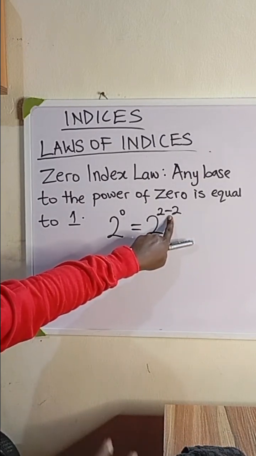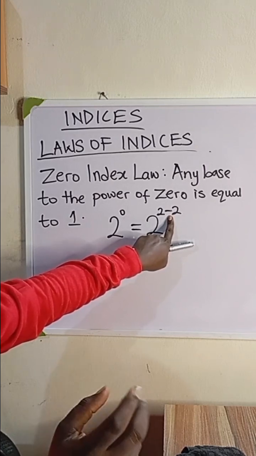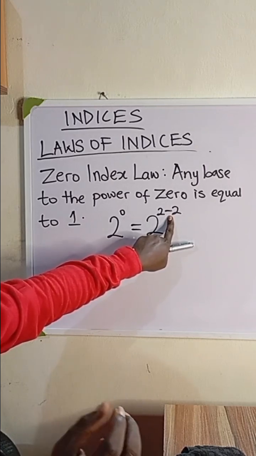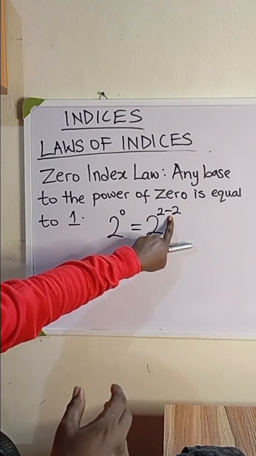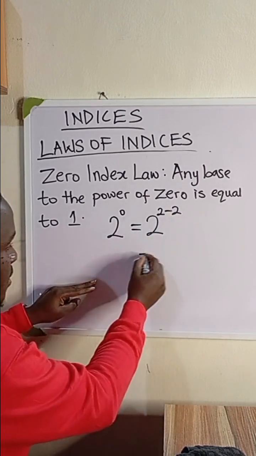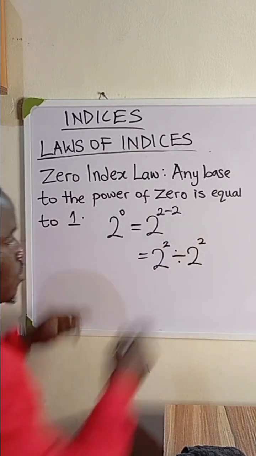The law of subtraction says when you have two indices with the same base dividing each other, you can subtract the second exponent from the first. So this thing is the same thing as 2 to the power of 2 divided by 2 to the power of 2. Does anybody agree?